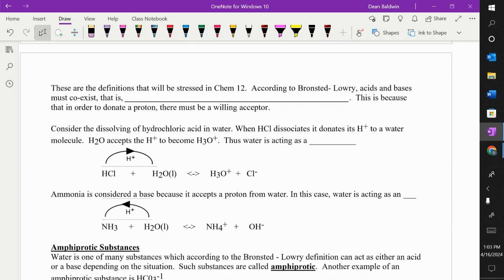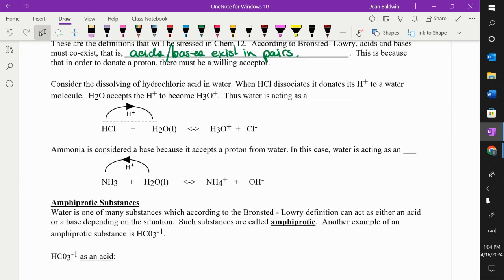Okay. So, because an acid donates a proton and a base accepts a proton, Bronsted-Lowry acids and bases coexist. They exist in pairs. Acids and bases exist in pairs, because if you have a proton donor, there has to be a proton acceptor.